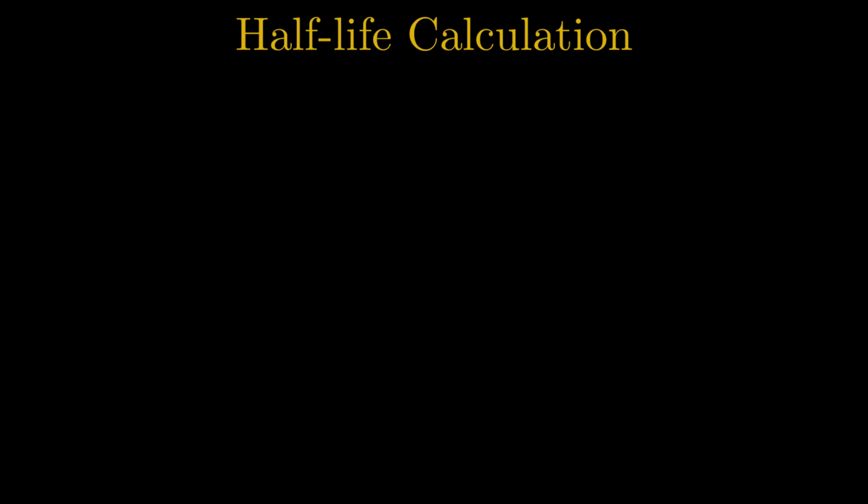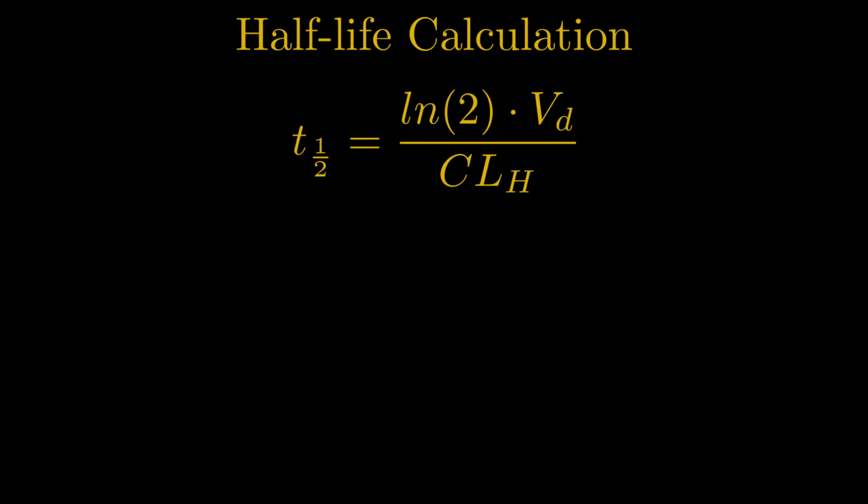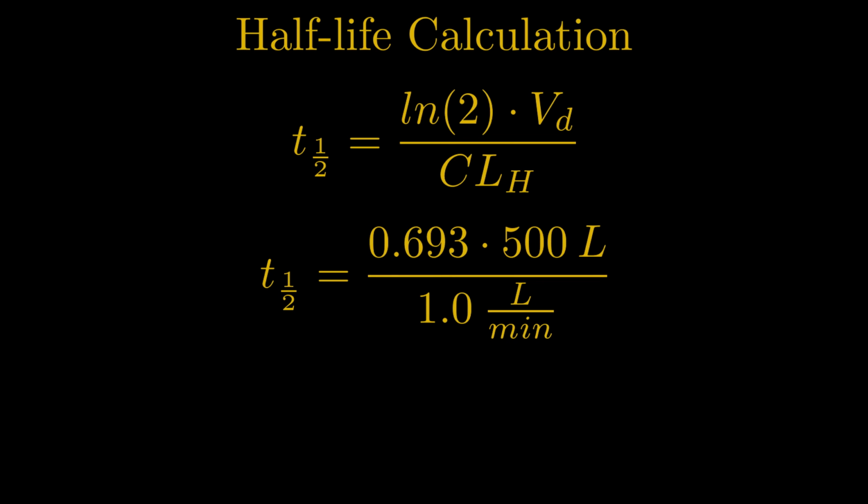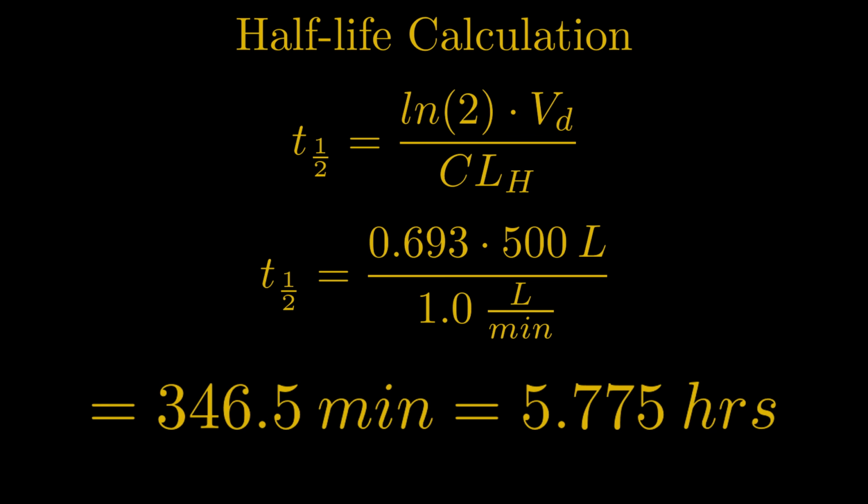Lastly, we will estimate the plasma half-life for this drug by using the half-life is equal to ln of 2, or 0.693, times the volume of distribution over clearance. Now to plug in our values, we have 0.693 times 500 liters divided by 1.0 liters per minute is all equal to 346.5 minutes, or 5.8 hours.